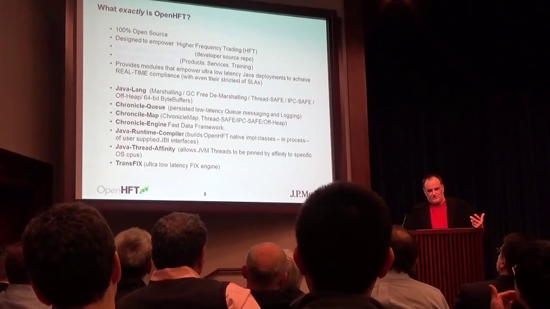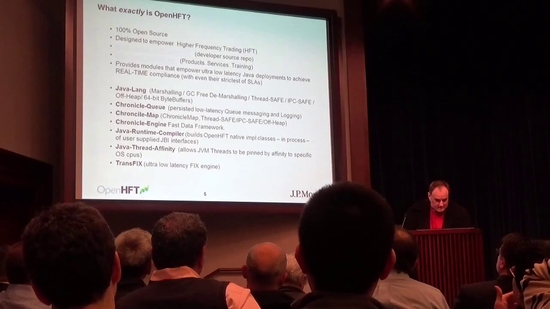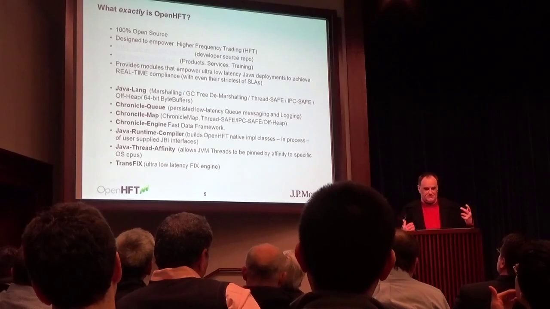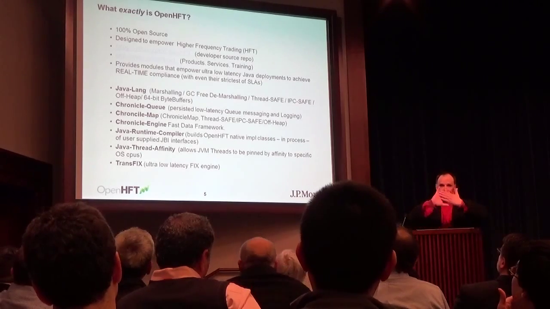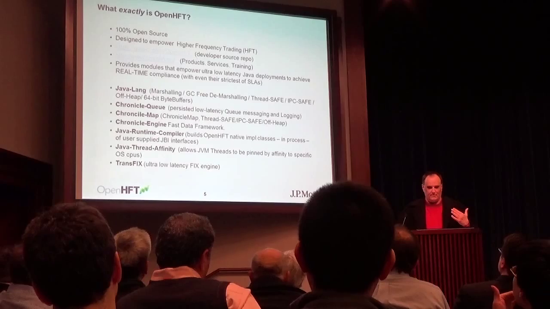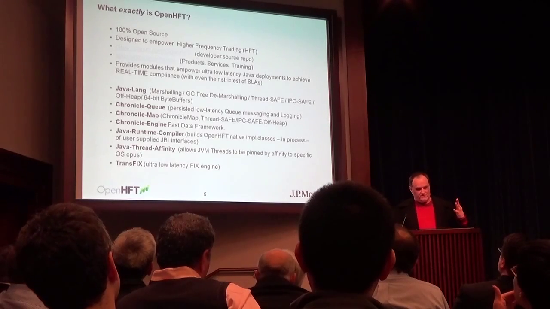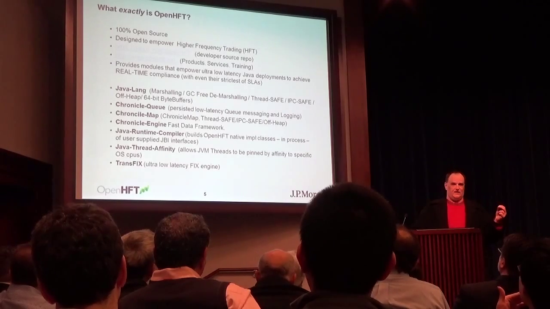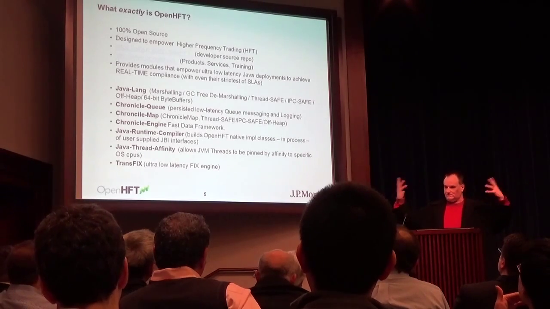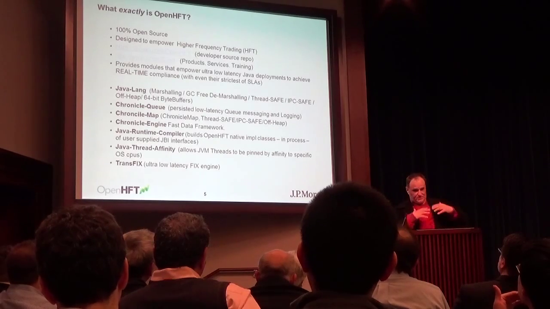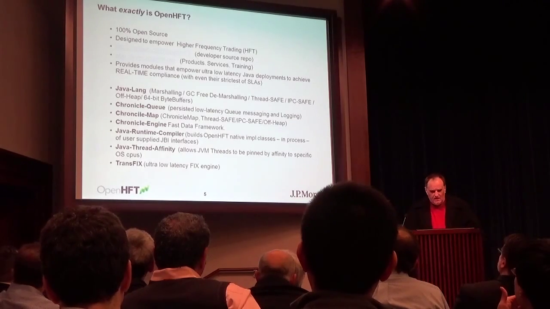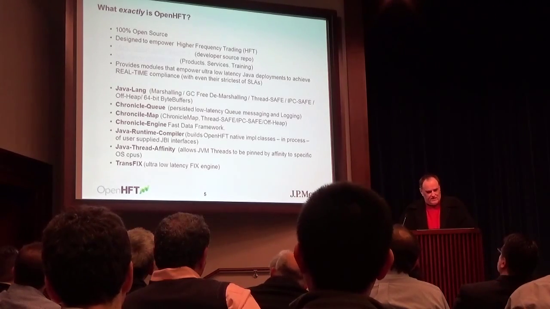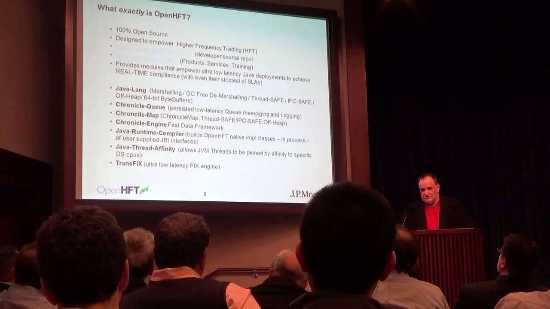There are two known and ubiquitously published URLs. One is the GitHub site, where all the developer source and all the unit tests are, and the other is the brand new OpenHFT.net, which is where the products are being branded, the training, and the star-spangled banners of like, let's go, is being sung. It provides modules that empower ultra-low latency Java deployments to achieve real-time compliance with their strictest service level agreements.